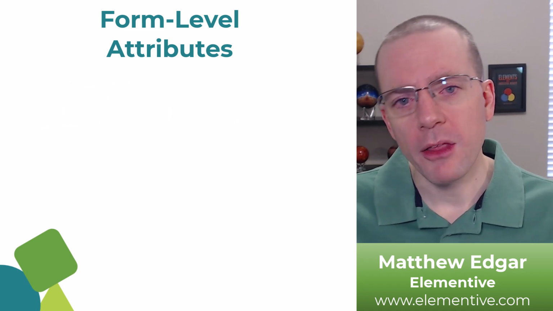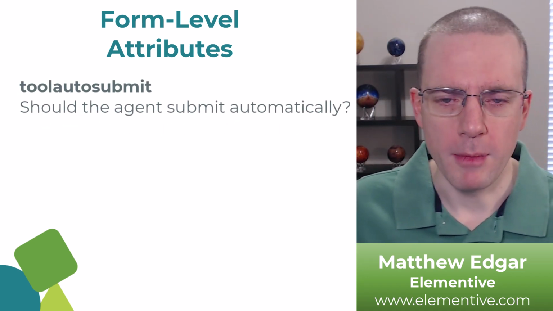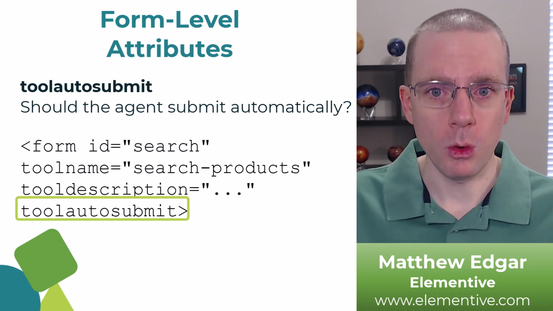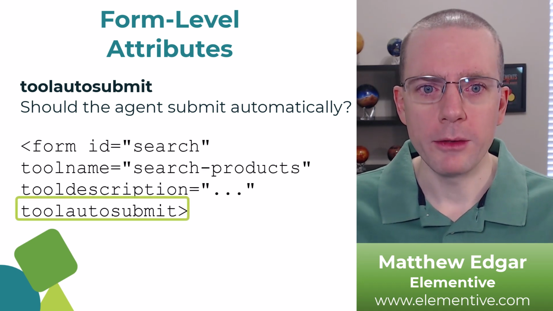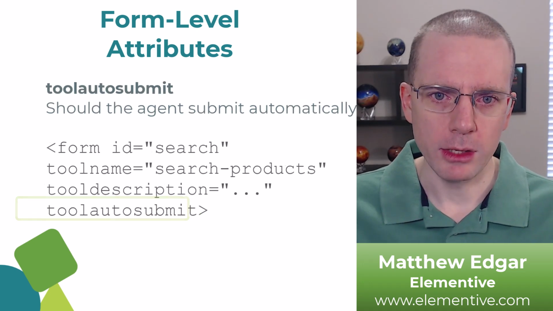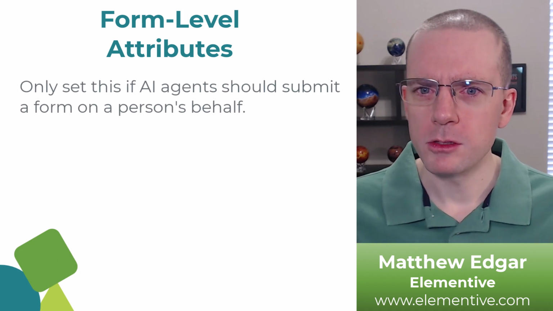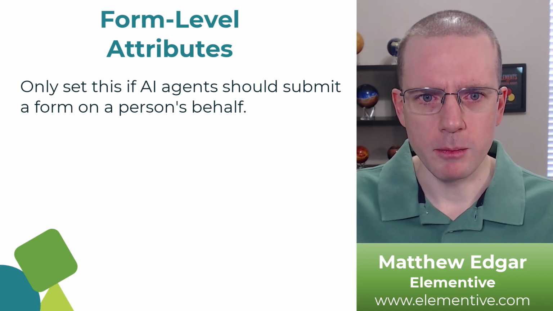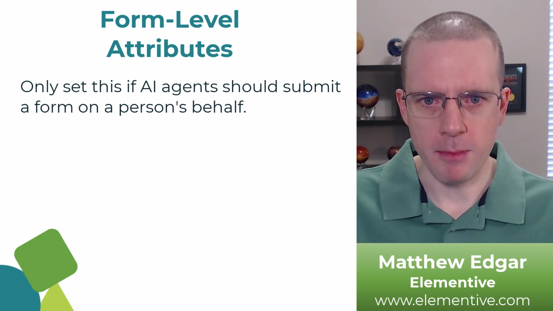Then we have another attribute called tool auto submit. So tool auto submit is a Boolean value, which means it's either true or false. And this controls whether the AI agents should automatically submit the form after filling it out. You want to be a little careful with this one and only use it where AI agents should really submit something on a user's behalf automatically.